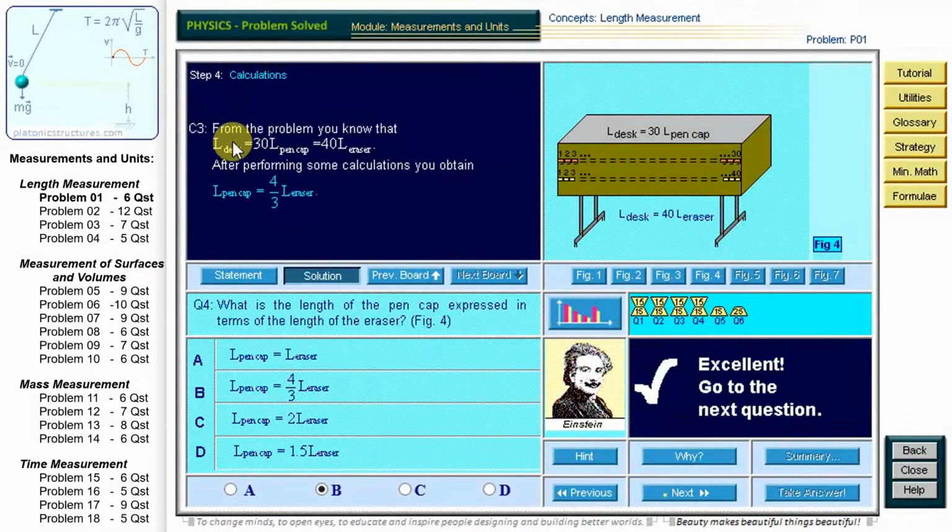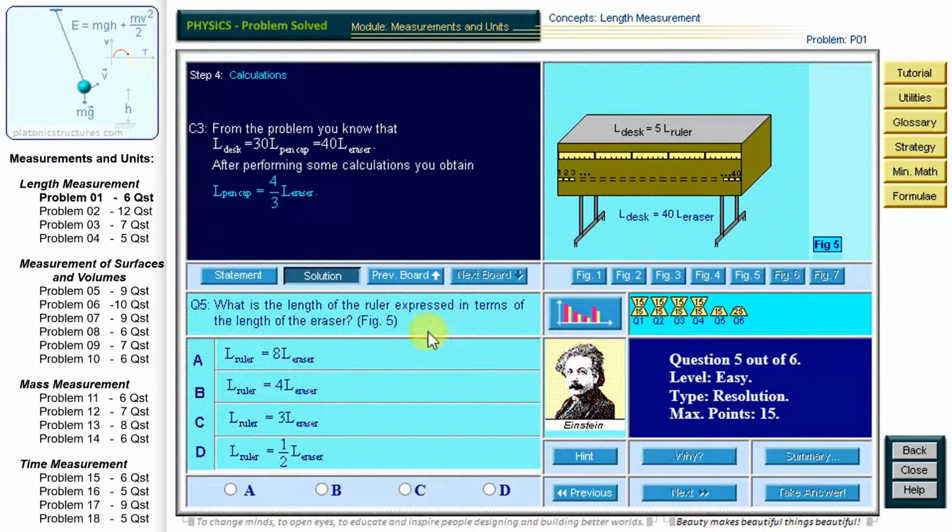Let us review the calculations done for this step. The ratio 40 to 30, after simplification by 10, is equal with the ratio 4 to 3. The answer is indeed B. Next question please. Question 5. What is the length of the ruler, expressed in terms of the eraser? Figure 5 illustrates the relationship between the length of the desk and the length of the ruler, and the relationship between the length of the desk and the length of the eraser.